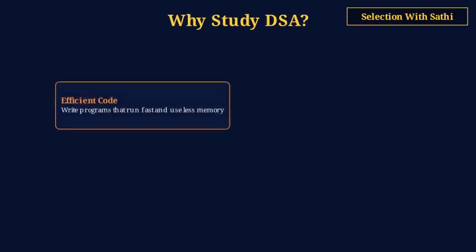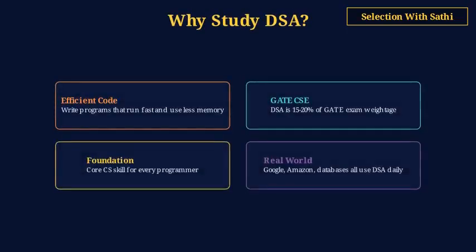So why should you invest time studying DSA? Let me give you 4 compelling reasons. First, DSA lets you write efficient code. The same problem solved with the right data structure can be 10 times or even 100 times faster. A linear search takes 1000 steps for 1000 items, but a binary search on a sorted array takes just 10 steps. Second, DSA is required for GATE CSE where it carries about 30% of the marks.